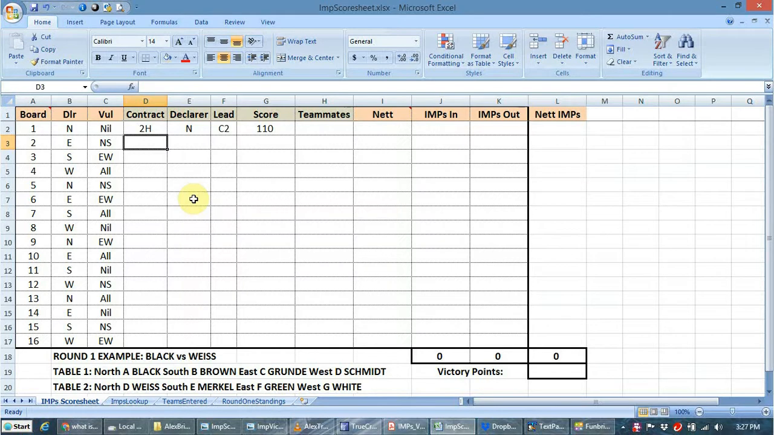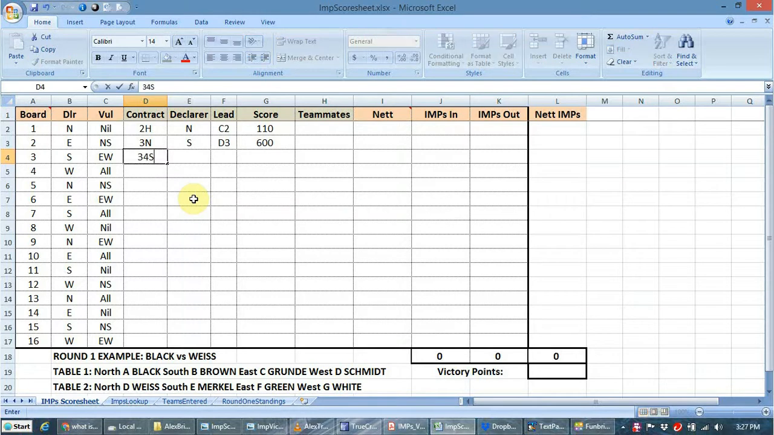So we're playing against Grunda and Schmidt, and our mates Green and White have gone to the other table, and they're up against the German North-South pair. On the second board, the contract was 3 no trumps by South. Some lead was made, and my partner was successful in making 9 tricks there, so we scored 600 for making a vulnerable game. Again, the same score as you'd have in duplicate.